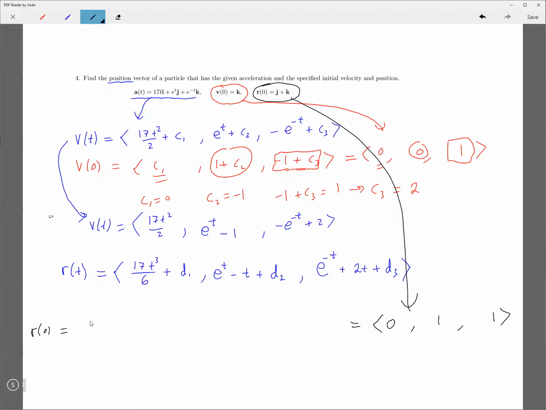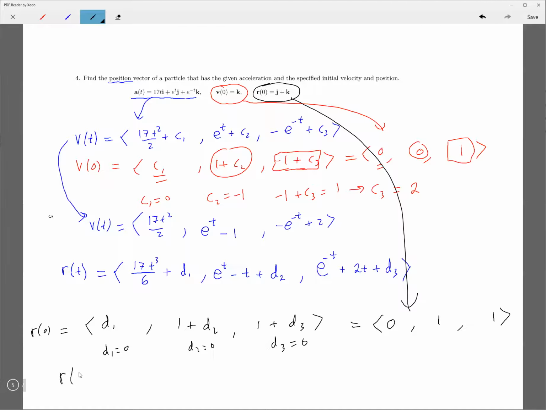Okay, so r of 0 is, here we have d1. And then when you plug a 0 in for t, this is going to be a 1, so 1 plus d2. And then when you plug a 0 in here, you're going to get 1 plus d3. Whoa. All the constants are 0, right? Yeah, 0. 0, 0, 0. One of people's favorite numbers. It's the lazy mathematician's favorite number.